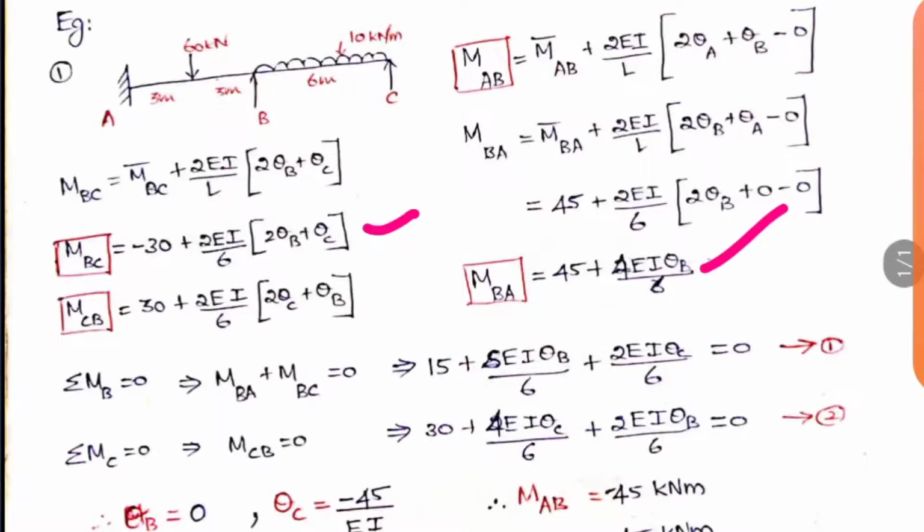Okay, so now apply the equilibrium equations at the theta C support. So sigma MC is equal to 0, which means only MCB is there. So MCB is equal to 0. So this formula is equal to 0. So 30 plus 4 EI theta C by 6 plus 2 EI theta B by 6 is equal to 0. So now you have two equations here, 1 and 2. By solving these you can find theta B and theta C.